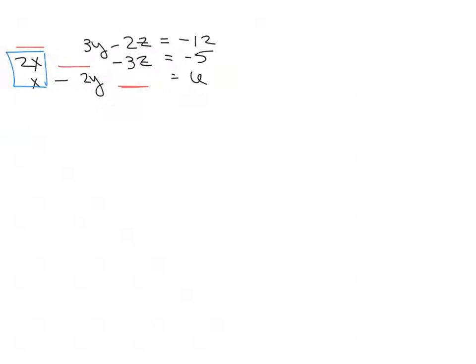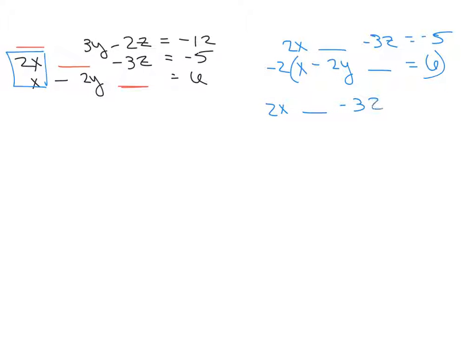So I'm going to write that in blue over here. 2x minus 3z equals -5, and again I left the space there because I don't have a y there. And the next one I'm going to put as x minus 2y, and I don't have a z here, equals 6. Alright, this needs to be a -2, so I'm going to multiply this whole thing by -2. So now I've got, again on the top, 2x, don't have a y, minus 3z equals -5. I'm going to distribute this 2.